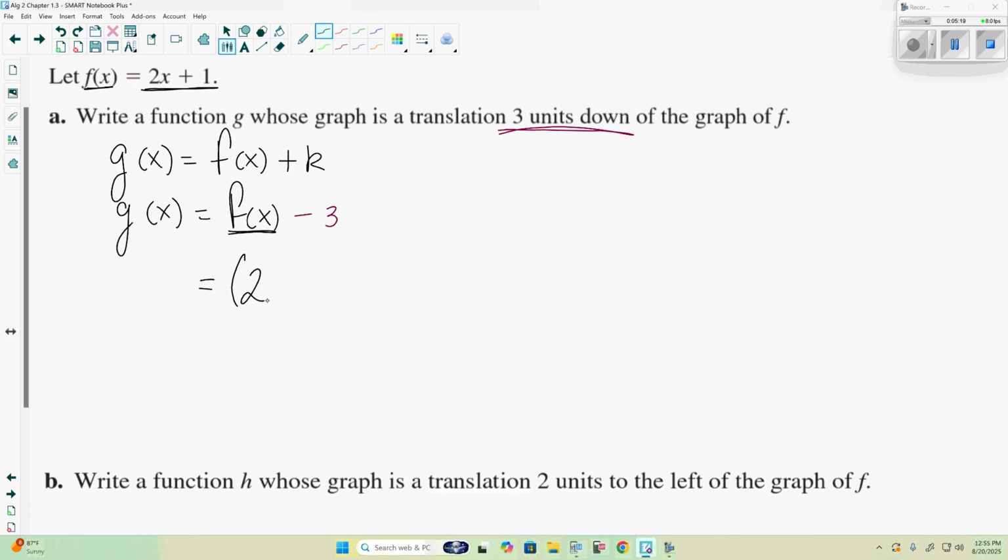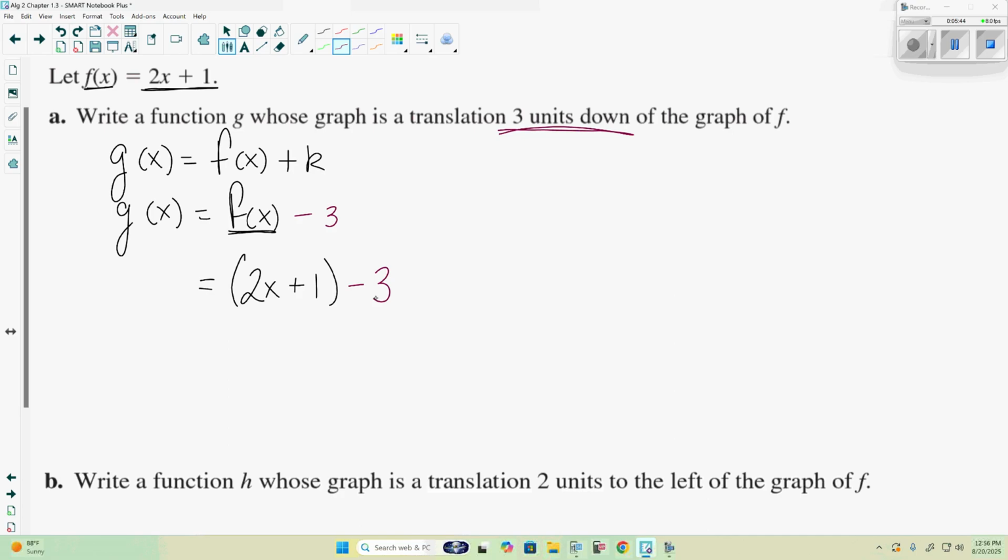Because we have 2 times x, it's just going to be 2x plus 1. Because f of x, we're just plugging x back in, we really just get the function back. We didn't really do anything to f of x, so it's still going to be our 2x plus 1 minus 3.